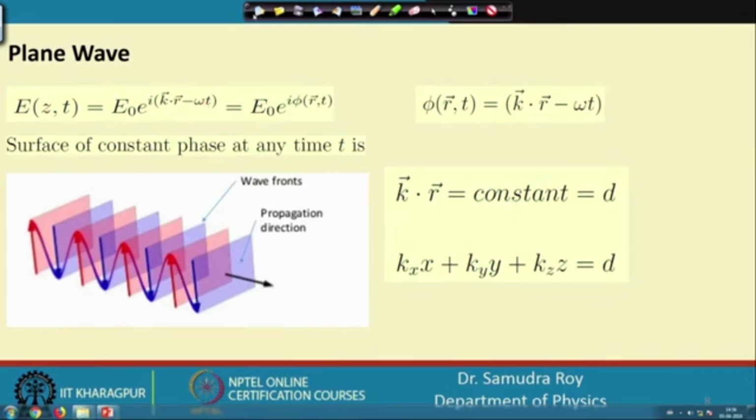And also you need to appreciate that this is a solution of Maxwell's equation, Maxwell's wave equation. So, that is an additional thing.